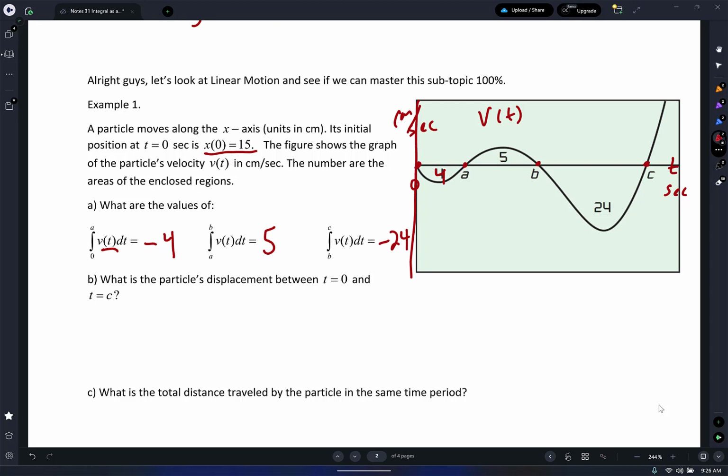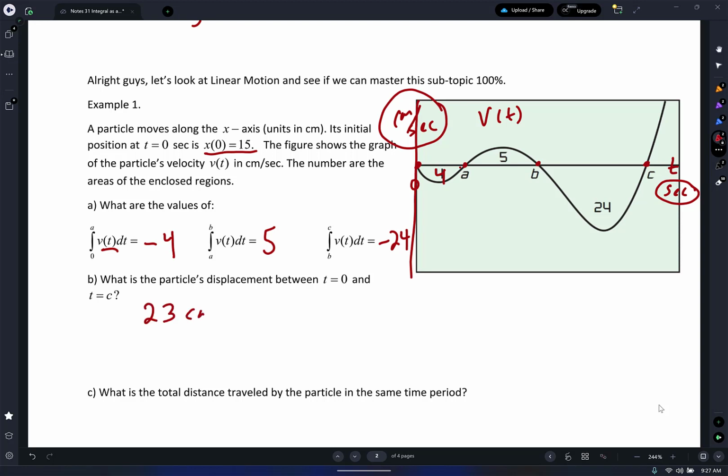So before we even talk about displacement, what does this area mean? So look at the units. Centimeters per second times second is centimeters. So if velocity is below the x-axis, that means you were moving left. If velocity is positive above the x-axis, that means you were moving right, because I'm either moving left or right. So that 4 means that I moved 4 centimeters to the left. Does that make sense? Okay, so 4 centimeters to the left, and then I went 5 centimeters to the right, and then I went 24 centimeters to the left.